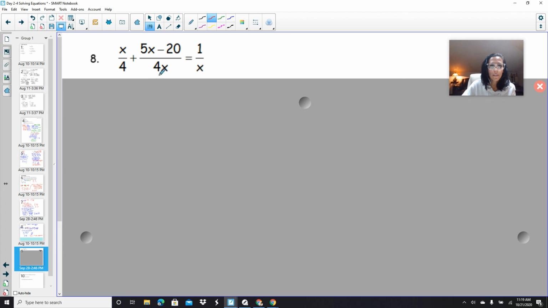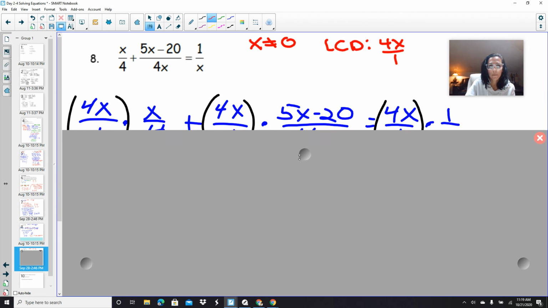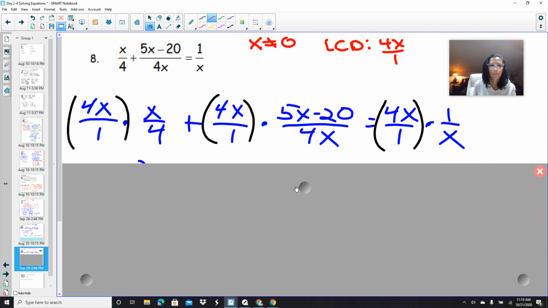Look at our denominators. X cannot be 0. And I have a 4x and an x. So the LCD is 4x. You multiply everything by 4x over 1. Rewrite it. And let's see how the magic happens. The denominators go away. 4 goes into 4 once. 4x goes into 4x once. X goes into 4x.